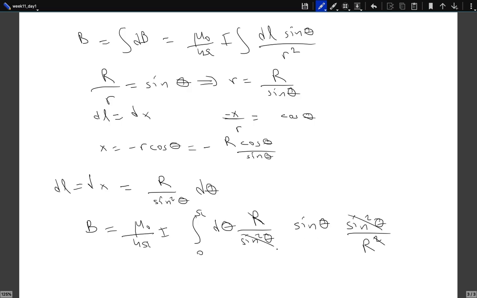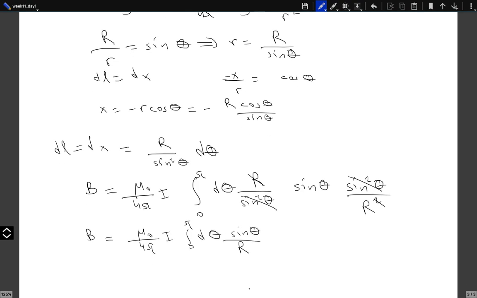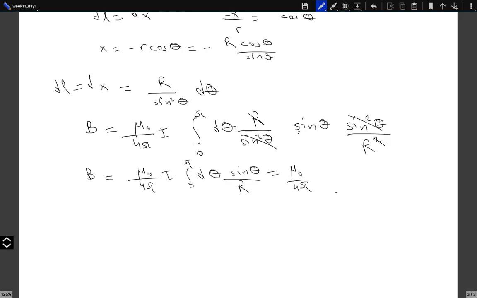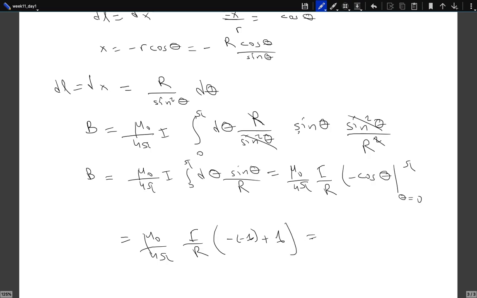Well, let's do the cancellations. Let's cancel this one. So B is equal to mu 0 over 4 pi I from 0 to pi d theta sine theta over R, which is mu 0 over 4 pi I over R minus cosine theta. This is the integral of sine theta, theta from 0 to pi, which is mu 0 over 4 pi I over R times minus 1 minus 1, which is mu 0 I over 2 pi R. And the result does agree with our previous result that we had studied using Ampere's law.